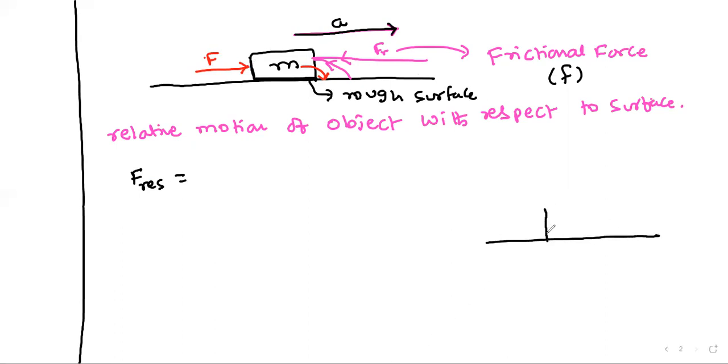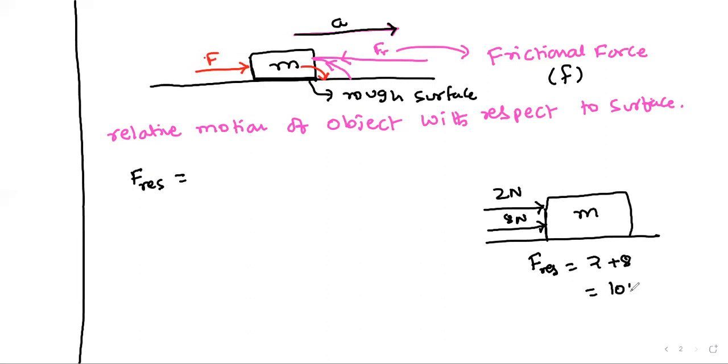Suppose I have an object of mass m, I am applying 2 Newton towards right, and I am applying 8 Newton towards right. So how much force is acting on this object? 2 N plus 8 N, that is nothing but 10 Newton. N means the SI unit of force. That means if forces are acting in the same direction, we need to add.